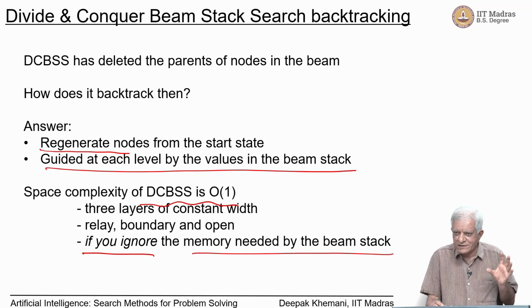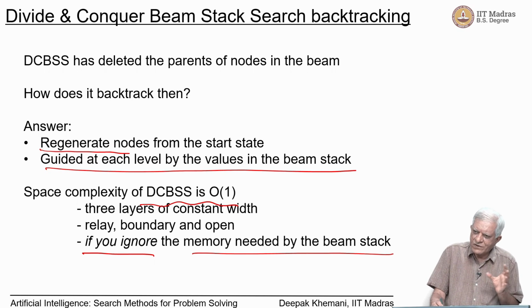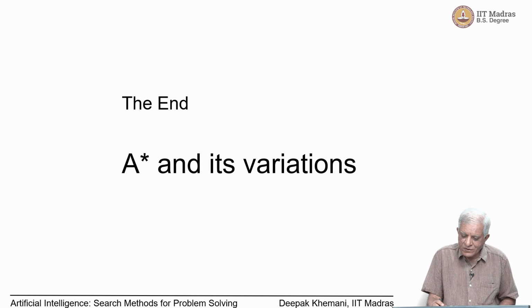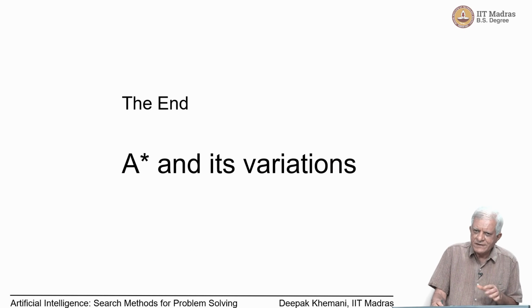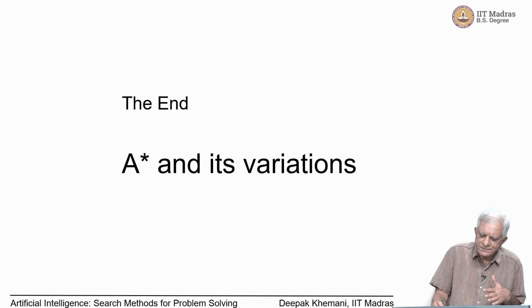So, we started with A star, which required exponential space, then we saw how to prune the closed, then we saw how to prune the open with beam stack search, and then with divide and conquer beam stack search we are going to work with a constant space algorithm. So, with that we end our study of A star.